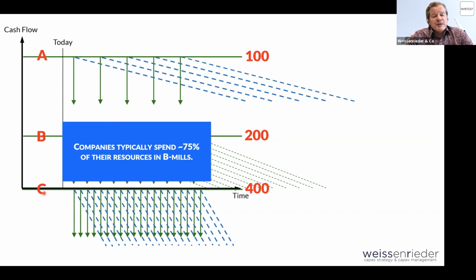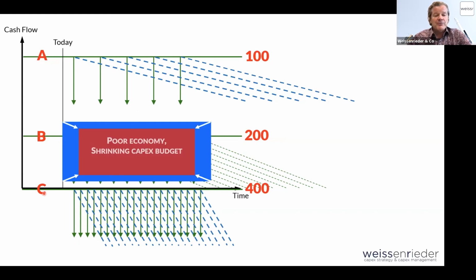Companies, they typically spend something like 75% of their resources in B mills. That is usually how it looks. It seems to be the same across different industries. It seems to be the same in whichever continent you're on. Let's say this is a budget that we have here. What happens to that budget if things go really bad? If packaging prices are down 20% and same with steel prices and everything, what happens to that budget then? Well, the Capex budget becomes smaller. A poorer economy means smaller Capex budget.